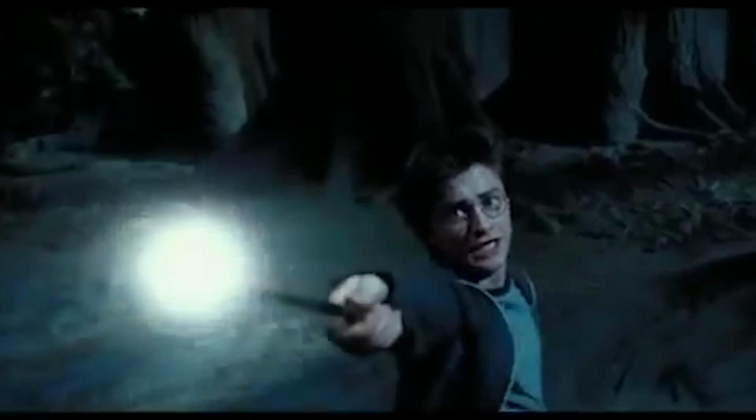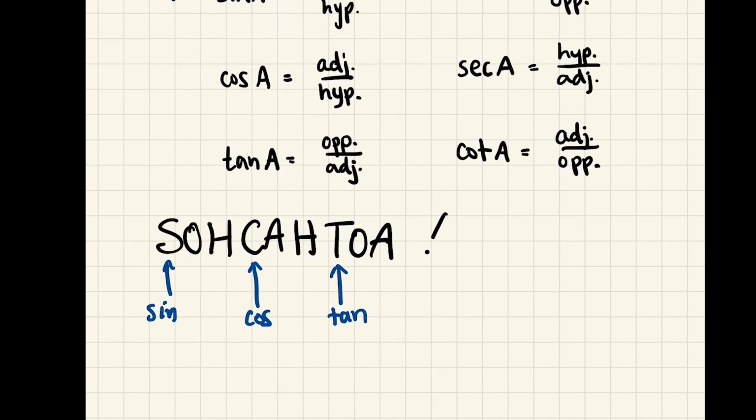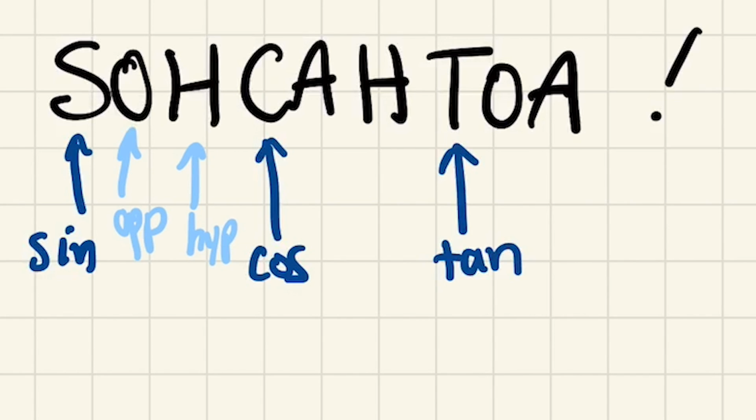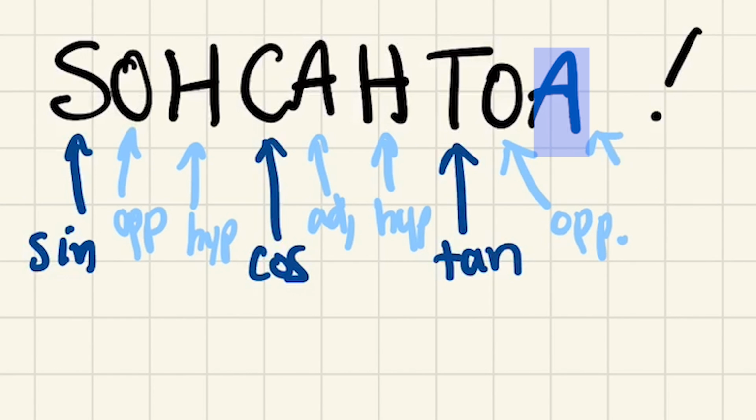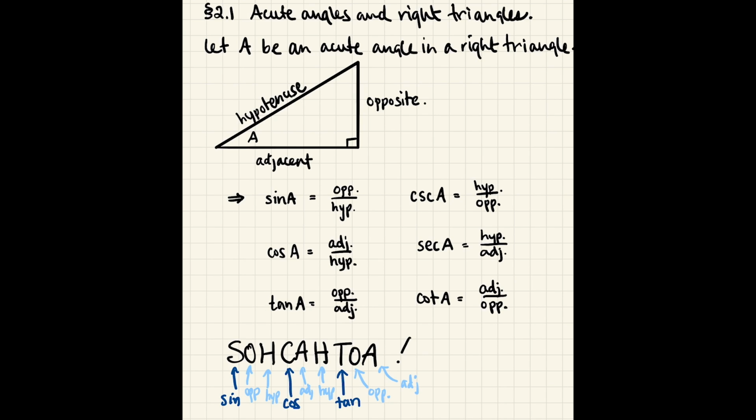SOHCAHTOA. SOHCAHTOA reads as sine, the C is cosine, and the T is tangent, and it basically reads as sine is opposite over hypotenuse, cosine is adjacent over hypotenuse, and tangent is opposite over adjacent. SOHCAHTOA. All right, let's see how to use these definitions.